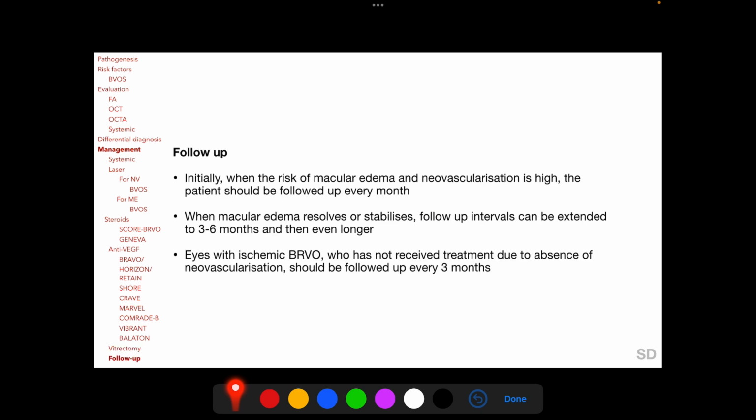And the follow-up protocol for patients with BRVO is as follows. Initially, when the risk of macular edema and neovascularization is high, the patient should be followed up every month. When macular edema resolves or stabilizes, follow-up intervals can be extended to 3 to 6 months and then even longer. Eyes with ischemic BRVO which has not received treatment due to absence of neovascularization should be followed up every 3 months long term after the initial 6 months.